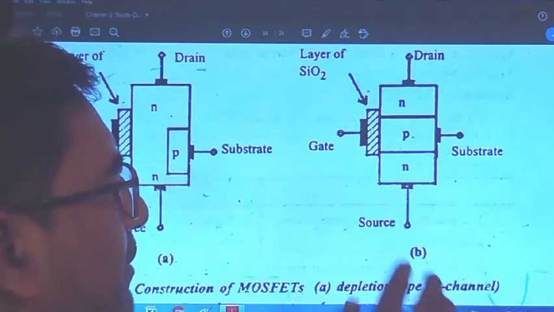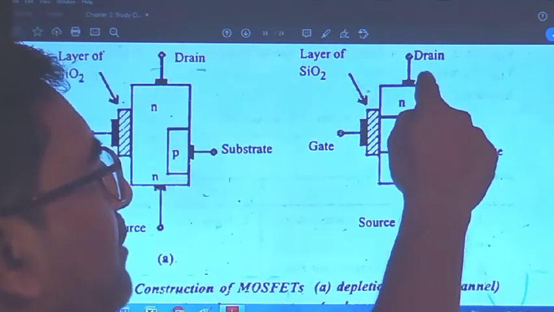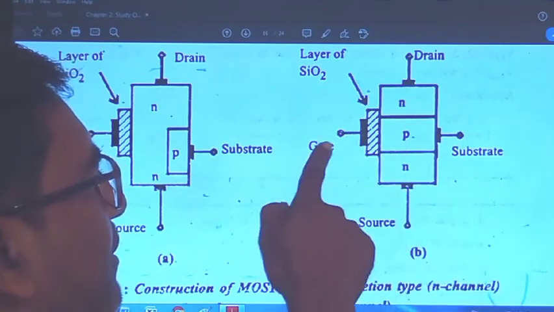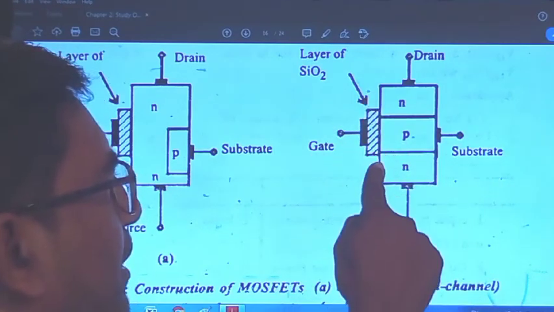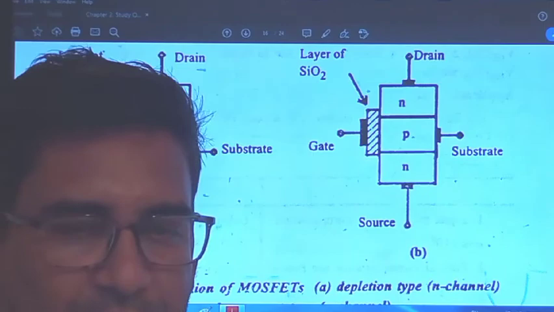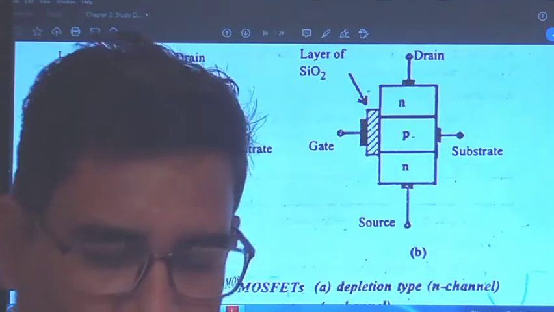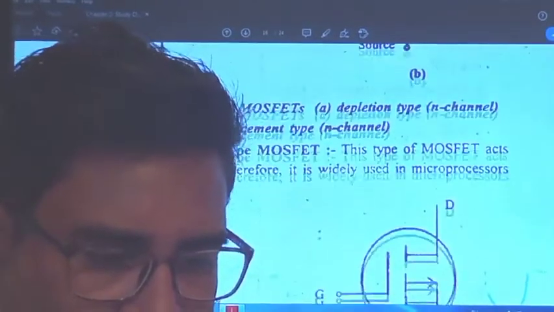In the N channel, you have NPN like this, with the drain, source, substrate, and the gate. In between, one small layer has been inserted. That layer is nothing but a SiO2 layer. It gives you the construction.